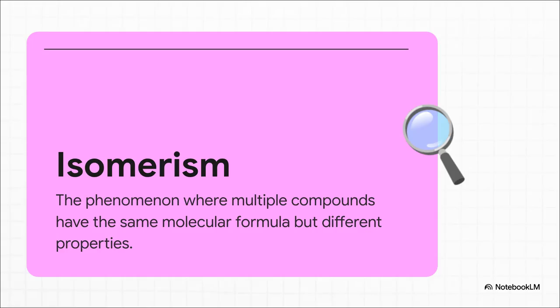Now, this whole phenomenon has a name. It's called isomerism. And here is the part of the definition that people so often forget. It's not just about having a different drawing on a piece of paper. It's about having genuinely different properties out in the real world.